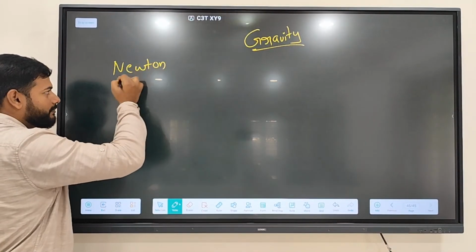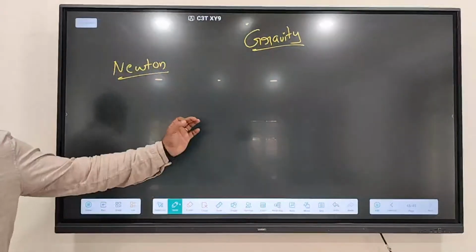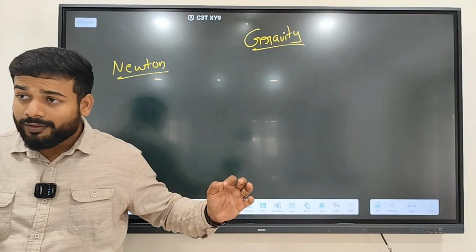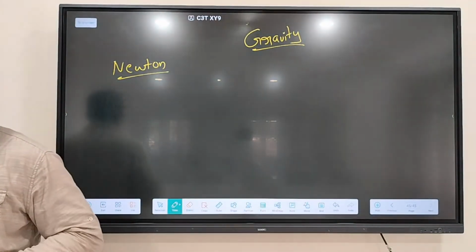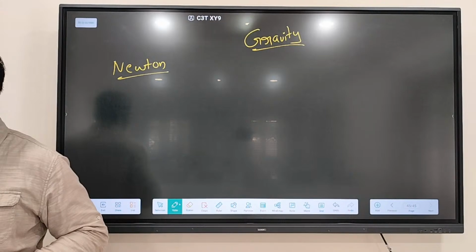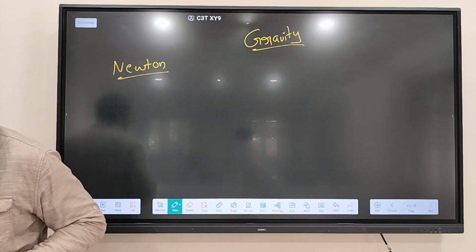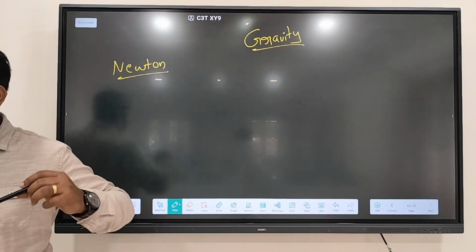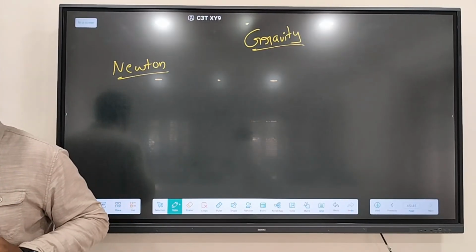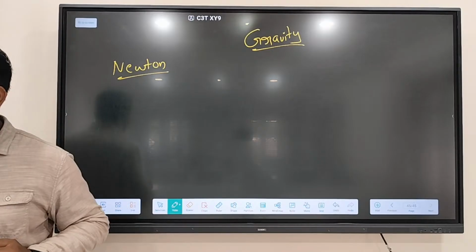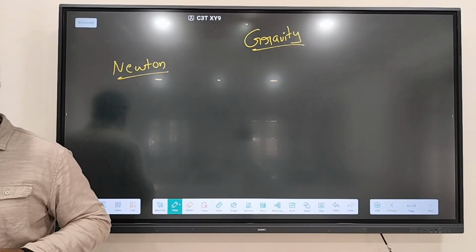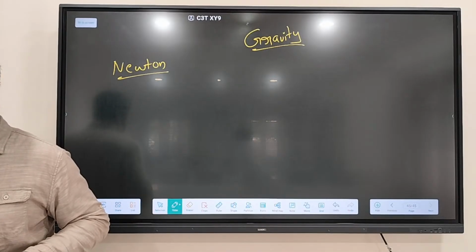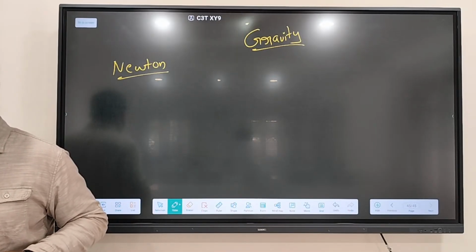Newton says each and every object in the universe has a force of attraction to attract other objects towards it. The force of attraction is called gravitational force. Each and every object in the universe has a force of attraction, that is gravity.